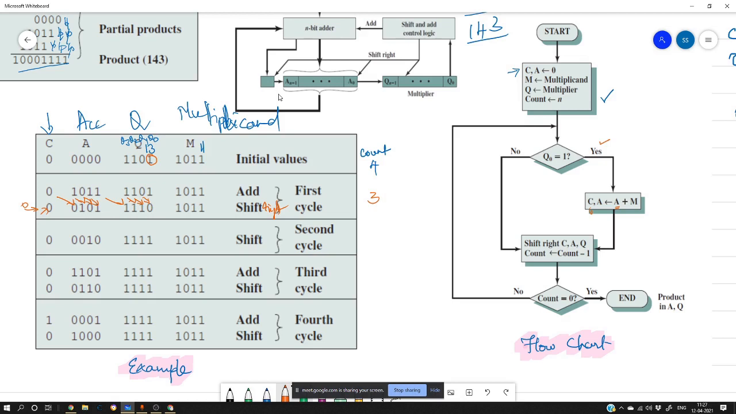Now if you go back again, you check the value in Q. So what is the value in Q now? Q naught. What is the value in Q naught?